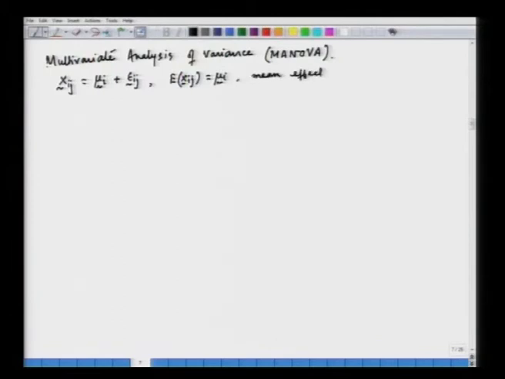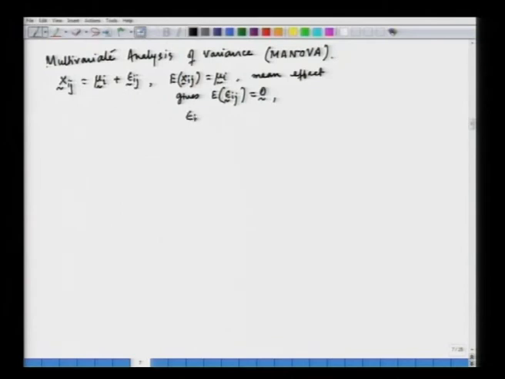This is the mean effect. So, giving us this gives the expectation of the error term, which is obviously equal to 0. Now, additionally, we assume the equality of variances, we assume uncorrelatedness, and we also assume that the variables are coming from a multivariate normal population.